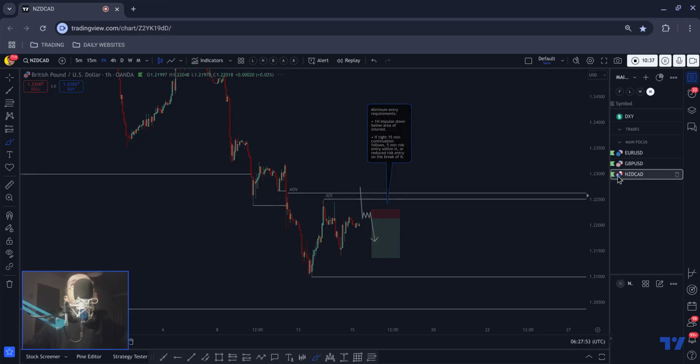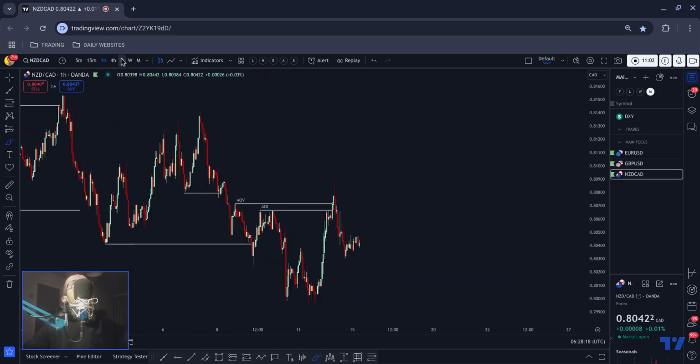And then Kiwi CAD. Okay, my internet is frozen. Just bear with me, folks, while this internet sorts itself out. Is it going to sort itself out? Answers on a postcard.